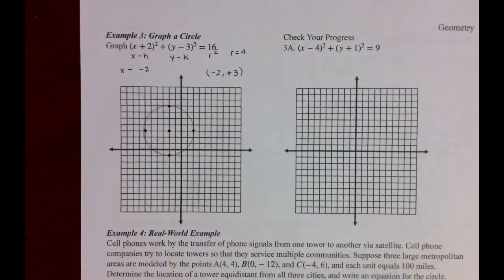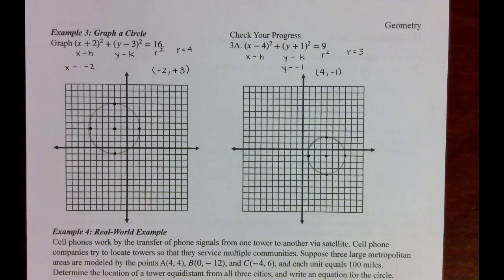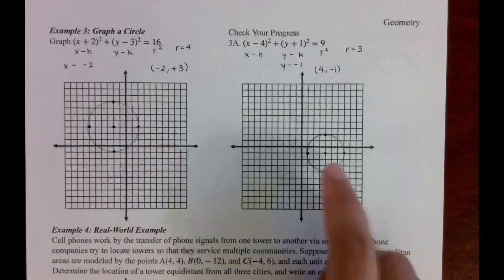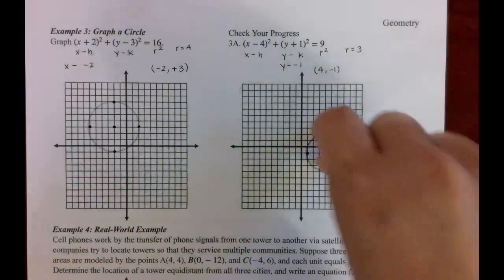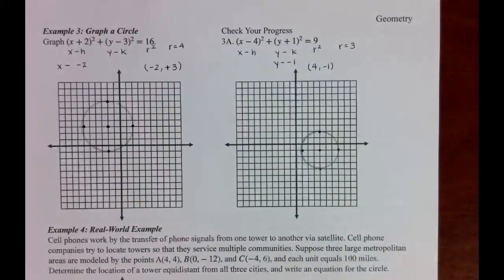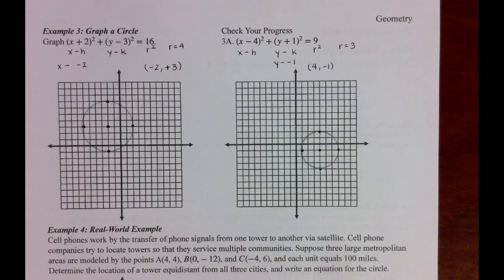Okay. So why don't you try CYP 3A, and then once you're done, come check your answer. Okay, your circle should look something like this. The center should be at 4, -1, and then the radius should be 3. So nice and easy. Plot 4, -1. Up 3, right 3, down 3, left 3. Use your compass, swing it around, and there's your beautiful circle. Okay, so now we're moving on to our last example.